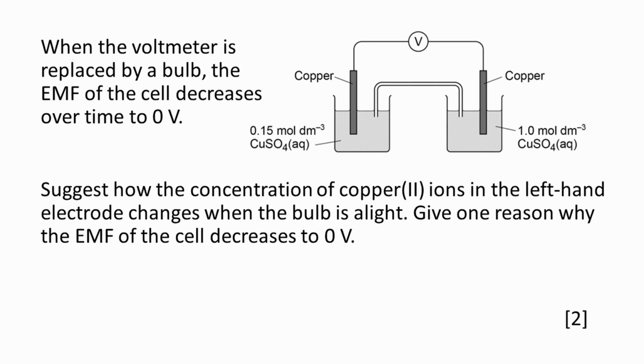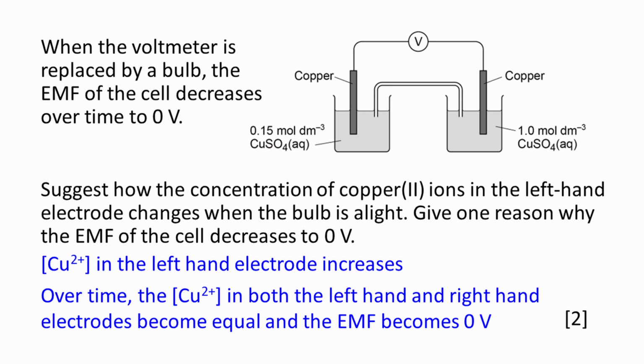And here's the final part of the question. When the voltmeter is replaced by a bulb, the EMF of the cell decreases over time to 0 volts. Suggest how the concentration of copper 2 ions in the left-hand electrode changes when the bulb is alight. Give one reason why the EMF of the cell decreases to 0 volts.